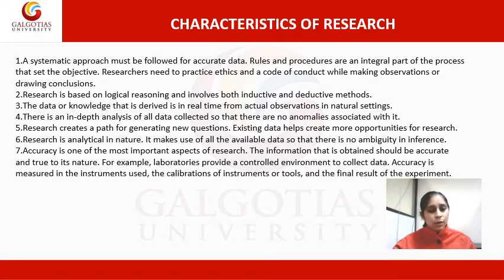Now, let's have a look at the characteristics of research. Number 1, research is a systematic approach. That means a systematic approach must be followed for accurate data. Rules and procedure are an integral part of the process that sets the objective. Researchers need to practice ethics and a code of conduct while making observations or drawing conclusions.